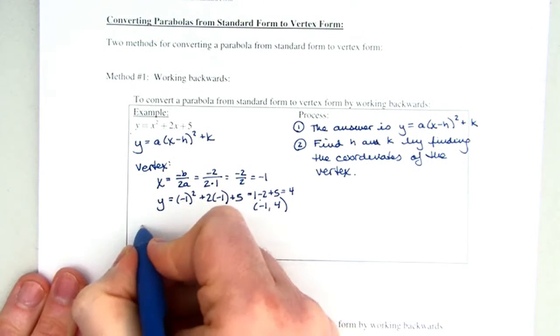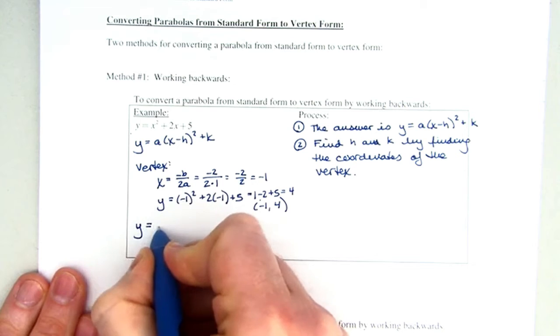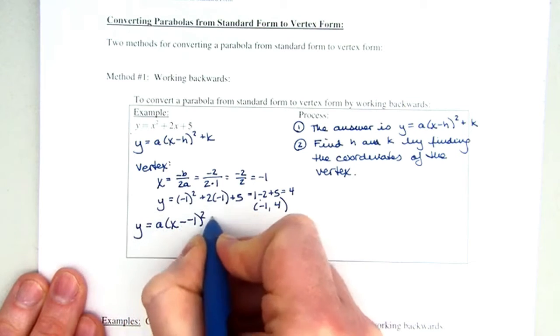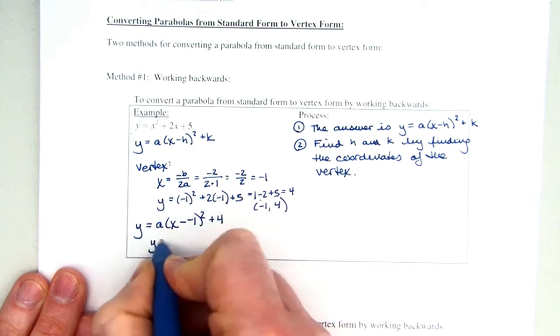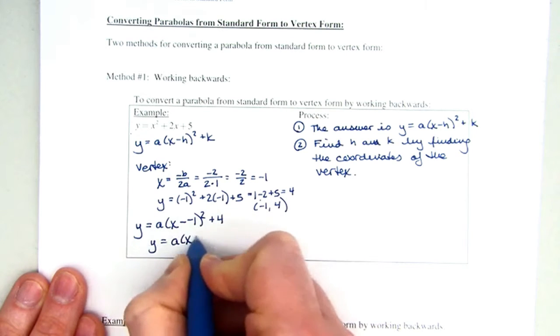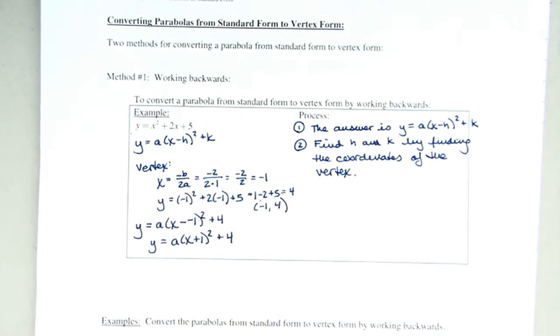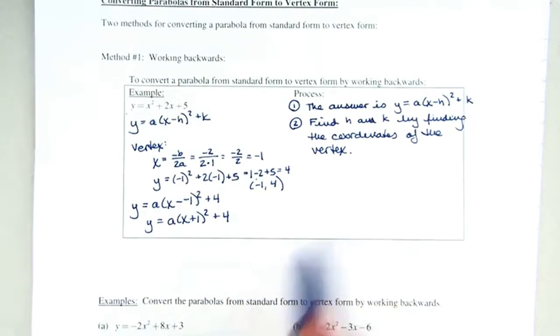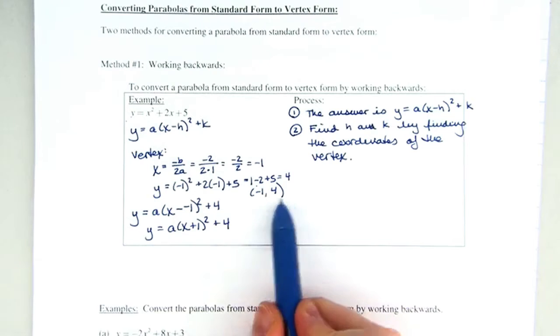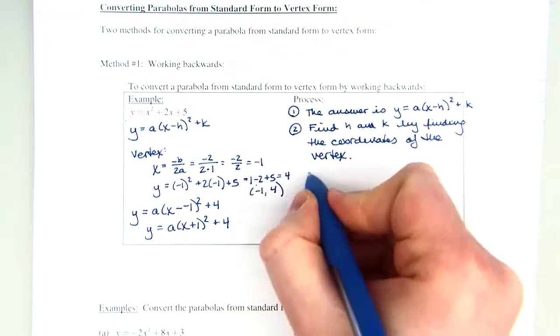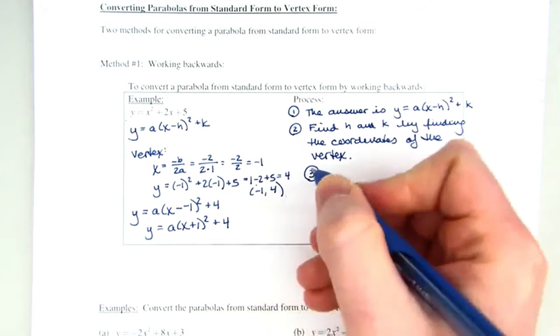I'm going to go fill that in. y equals a times x minus negative 1 squared plus 4. Really, why don't I just go and say y equals a times x plus 1 squared plus 4. Or you can think about it as, if my vertex is negative 1, comma 4, I've got to move left 1, up 4: plus 1, plus 4. All I have left to do is find the a value.